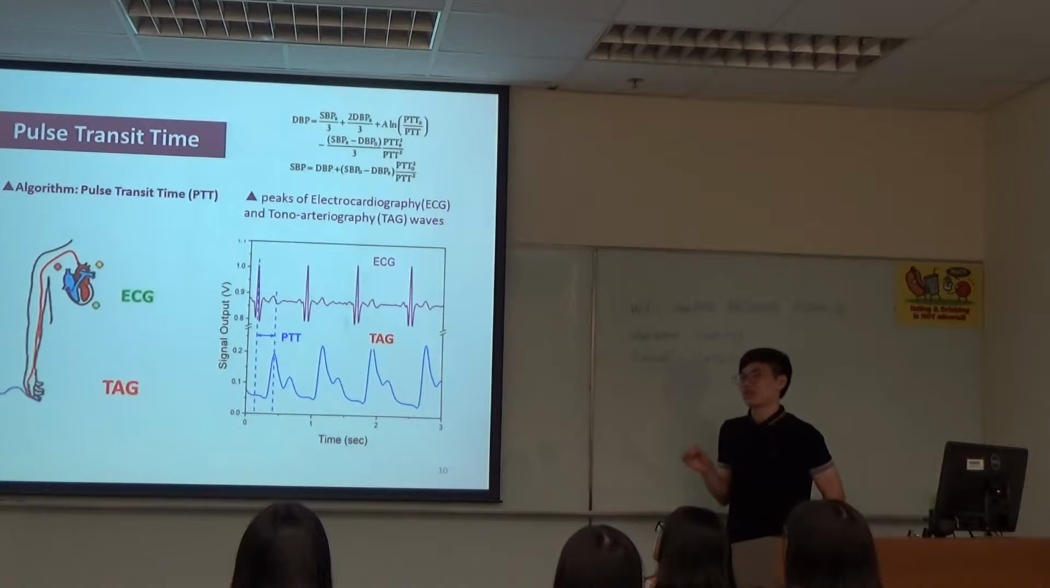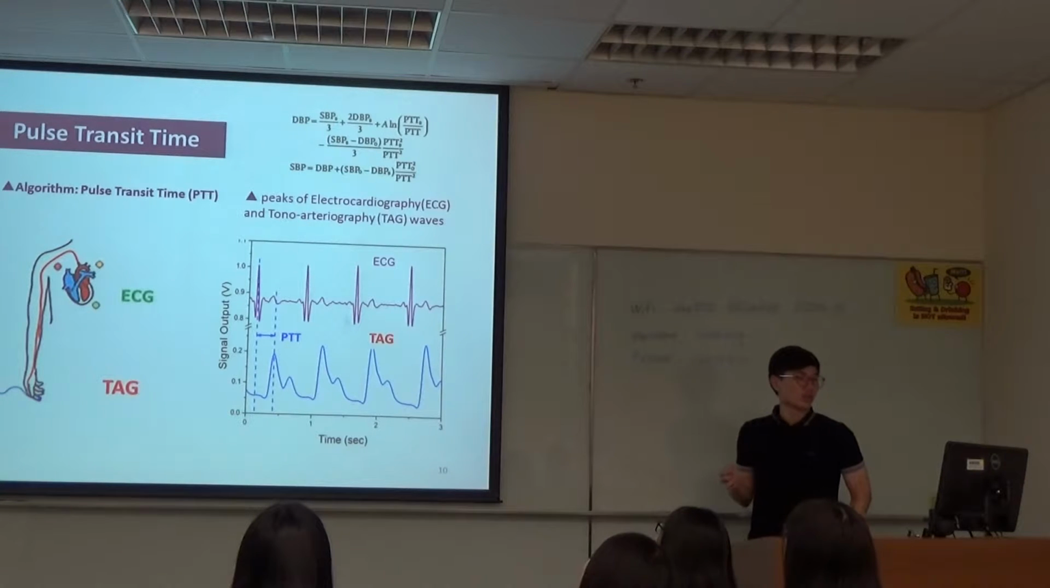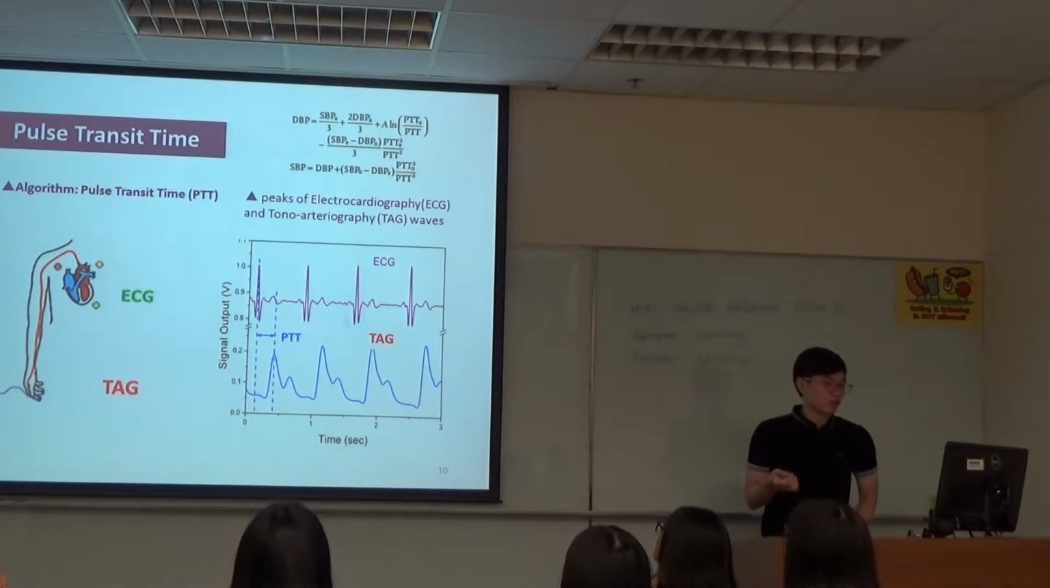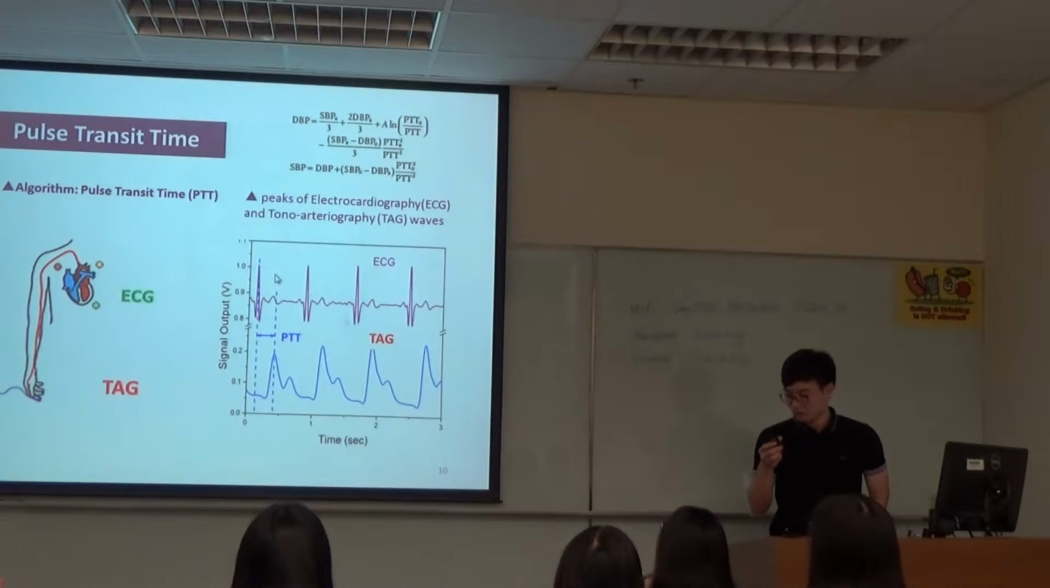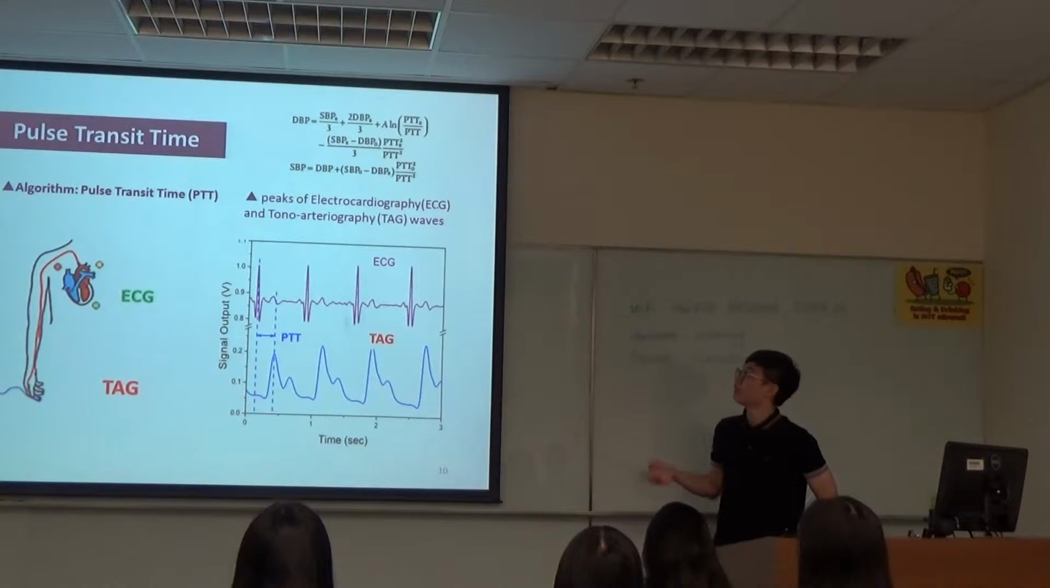So what is pulse transition time, or we call it PTT? Its definition is the interval between the peaks of the electrocardiography, or the ECG, and the photoplethysmography wave, which also means the human pulse. So you can see from this graph the time interval between this point and this point, we call it the PTT. The PTT has a relationship with the blood pressure, and we can come up with a formula to calculate the SBP and DBP like above.